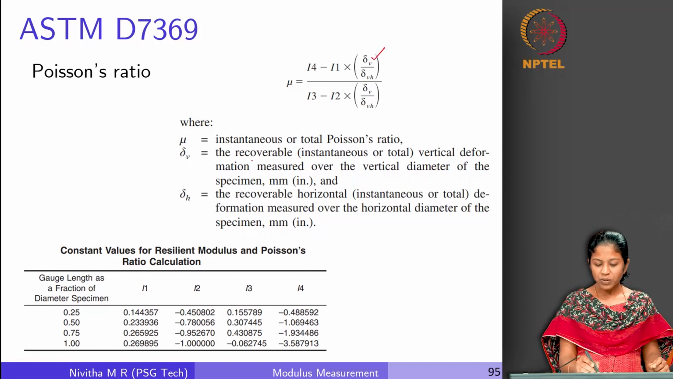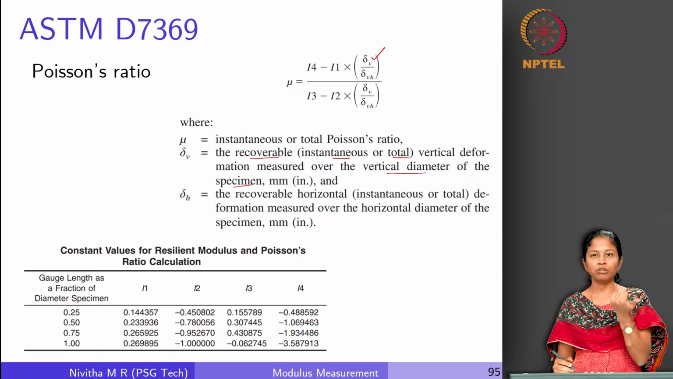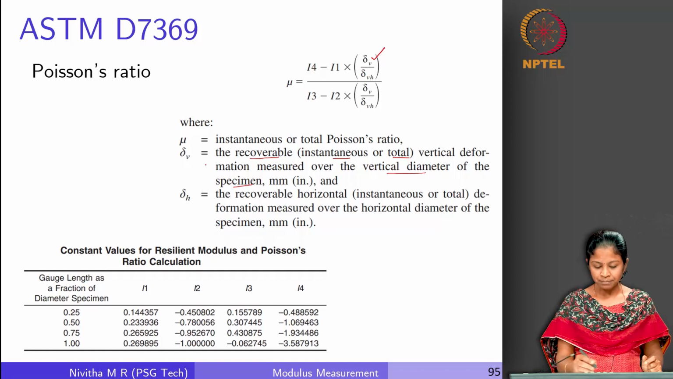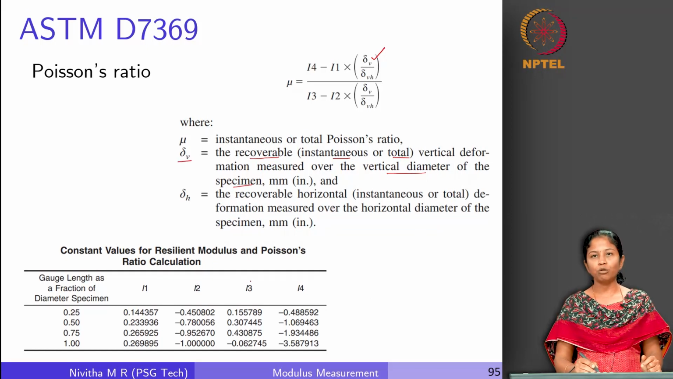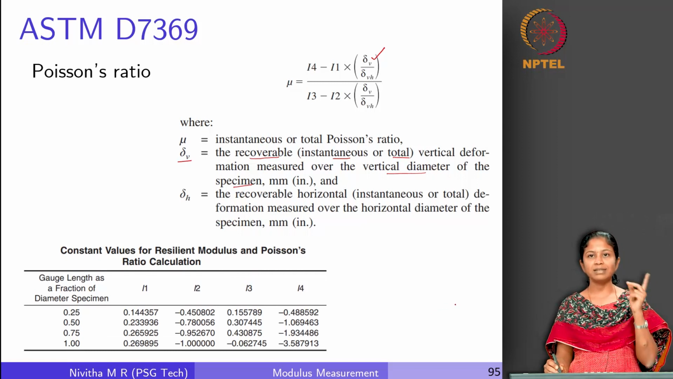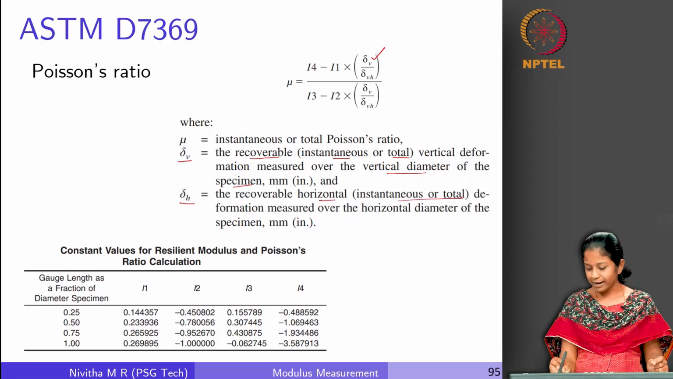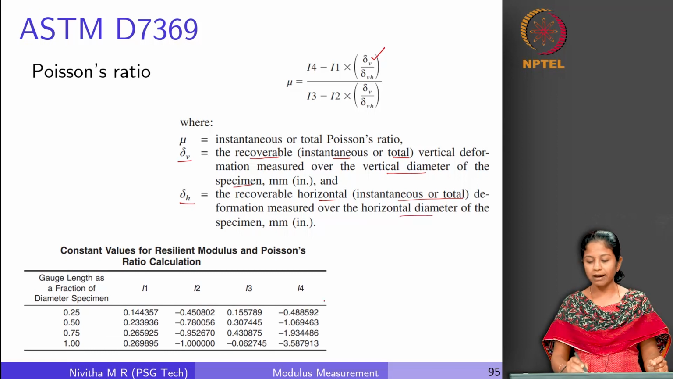We have delta V, which is the recoverable vertical deformation, it could be instantaneous or total, measured over the vertical diameter of the specimen. We have LVDTs in both horizontal and vertical positions. The deformation measured by the LVDT in the vertical position is delta V, and again it could be instantaneous or total. So for a given LVDT we will have two values, an instantaneous value and a total value. The other one is delta H, which is the recoverable horizontal deformation, again instantaneous or total, measured over the horizontal diameter of the specimen.